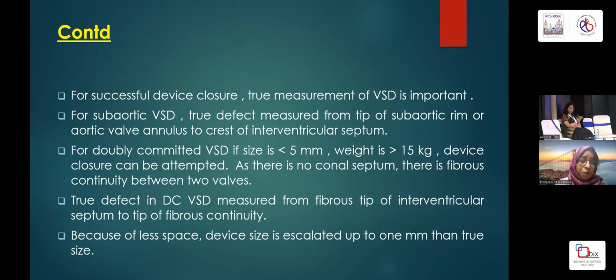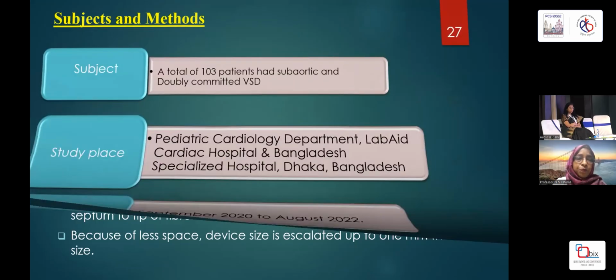of both the valves. So the true defect in this kind of VSD is measured from the fibrous tip of the interventricular septum to the tip of the fibrous continuity, and there is actually not much landing zone. Because of less space, the device size is escalated here by only 1 millimeter in most of the cases.